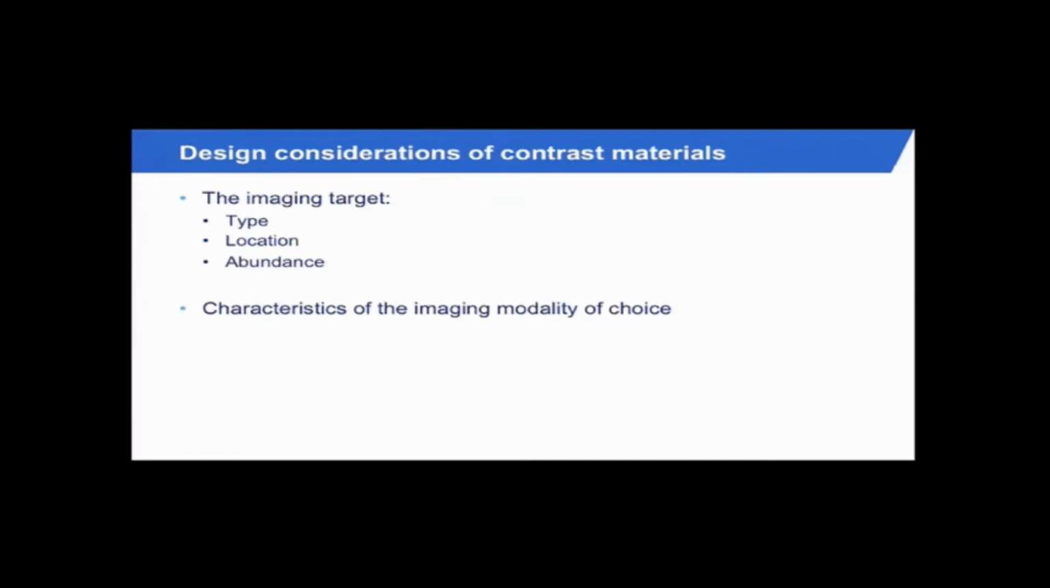So first of all, of course, the design of a contrast material depends a lot on the imaging target that we want to visualize. The type, is it a protein or an enzyme or a cell type perhaps? Where is it localized and how abundant is it? And of course, that needs to be combined with the characteristics of the imaging modality of choice. Let me give you a few examples as to the sort of things we need to consider.